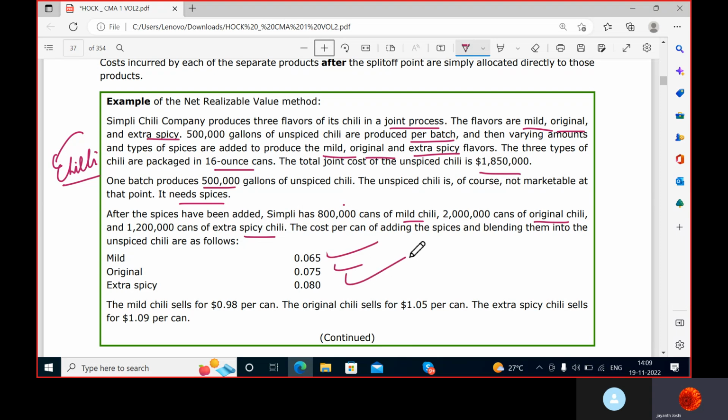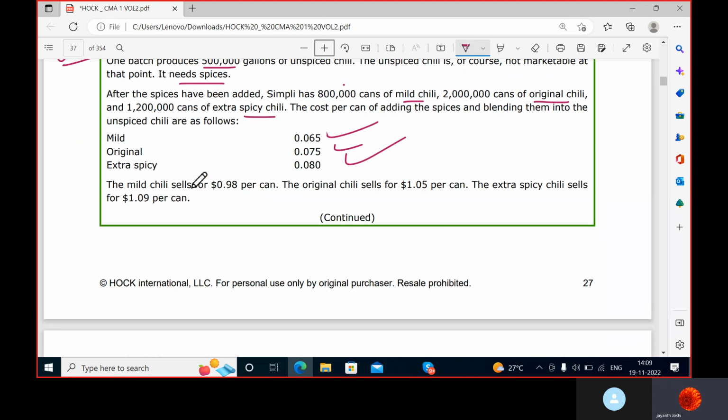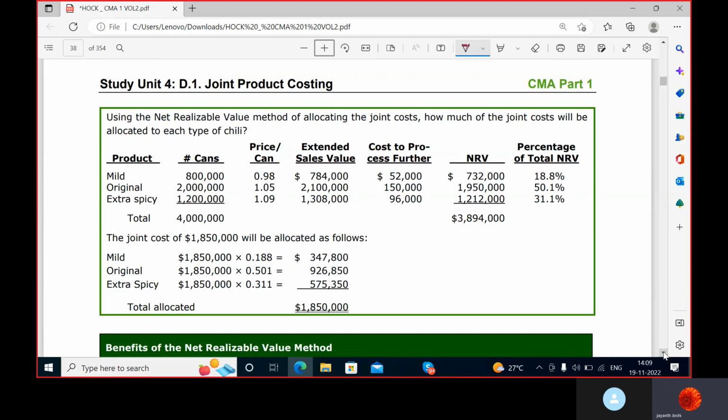These are the costs after the split off, correct? So the mild chili sells for this much per can, original for this much, and extra spicy chili sells for this much. That means you take the selling price minus the cost price, which is nothing but the cost at the split off point. Now we will see this entire data.